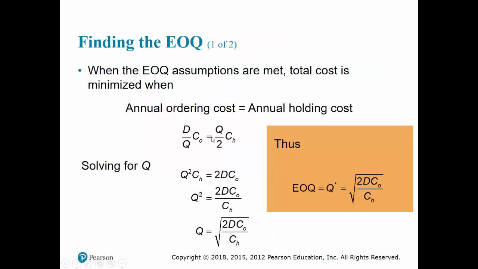So we set these two costs equal to each other and then do some algebraic derivation, and we end up with this formula. Our EOQ formula is the square root of 2 times annual demand times ordering cost divided by the cost of holding 1 unit per year.